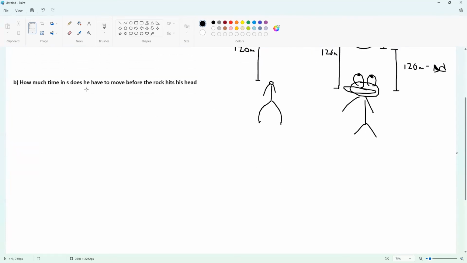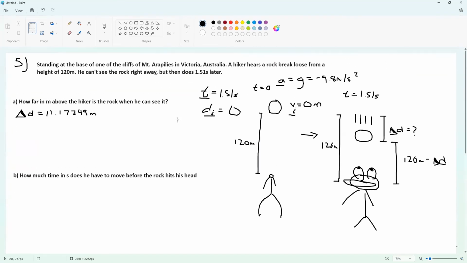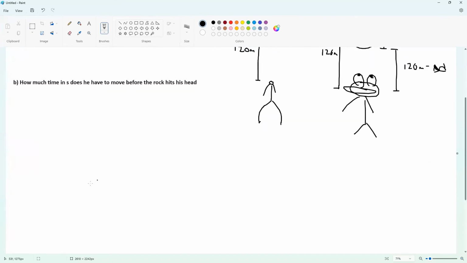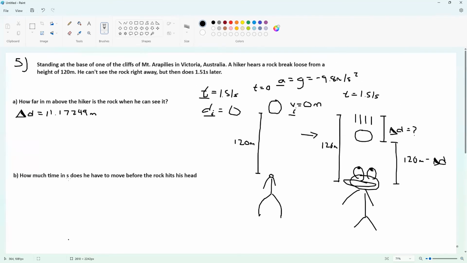Okay. How much time in seconds does he have to move before the rock hits his head? Okay, so let's redraw what we have here. The guy, the bloke, the gentleman, which is some new distance.